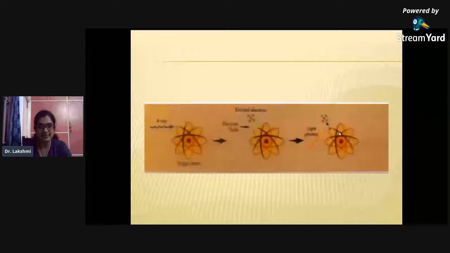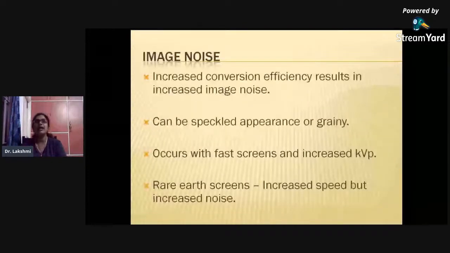Next, image noise. Image conversion efficiency results in increased image noise. Now, what is image noise? Blurring, grainy appearance, speckled appearance of lesser diagnostic value image. It can be speckled or grainy, and occurs with fast screens and increased kVp. Rare earth screens increase the speed but increase the noise.